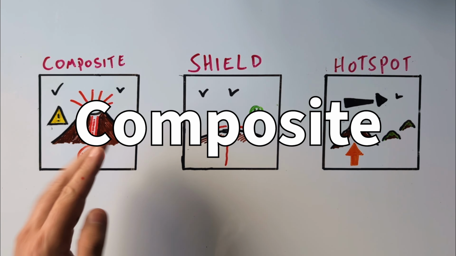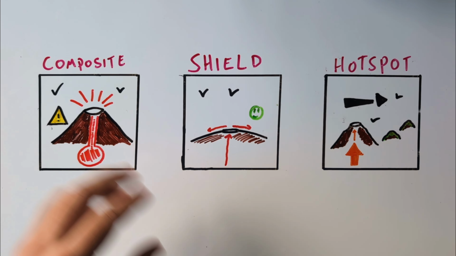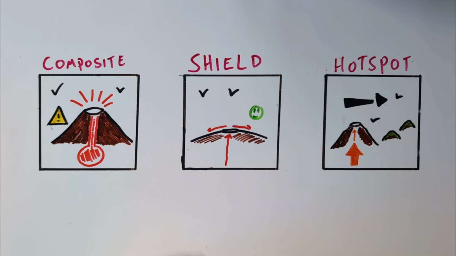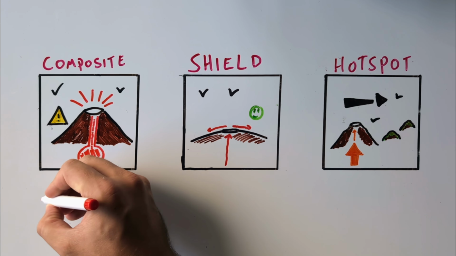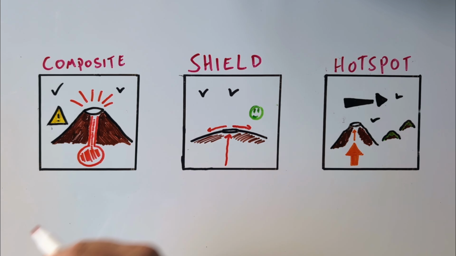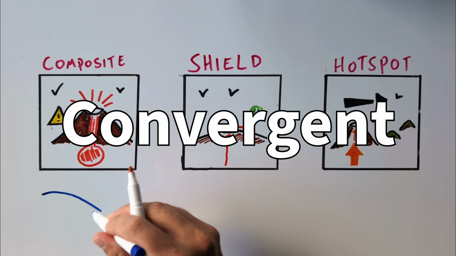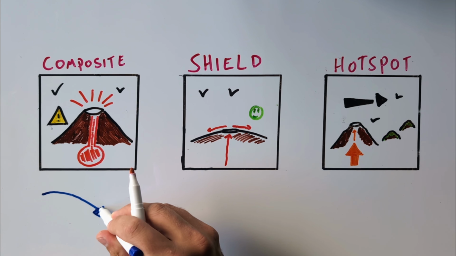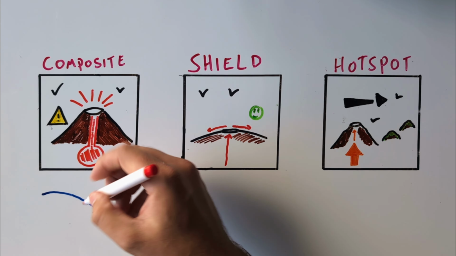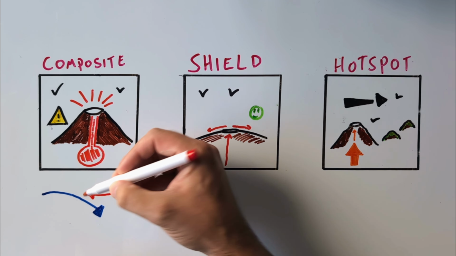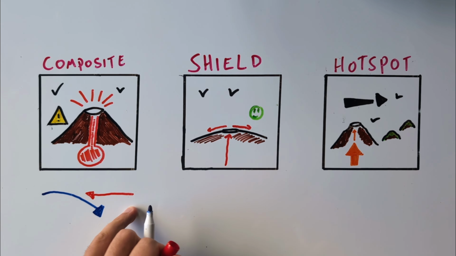Composite, steep-sided and dangerous. They have powerful volcanic eruptions, but these are infrequent, okay? They are found on a tectonic plate boundary, which is a convergent plate boundary. That is, when one plate, the oceanic plate, is subducted by the continental plate, which is less dense, okay?